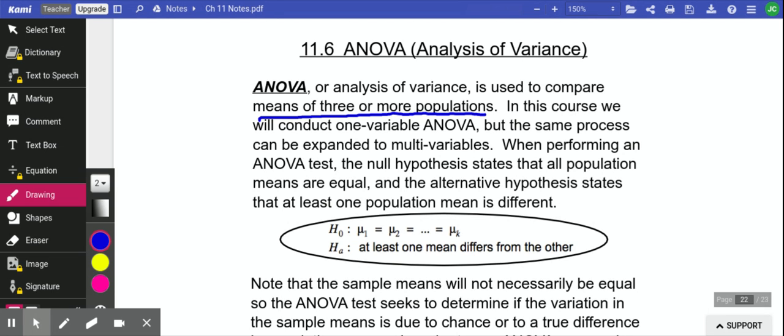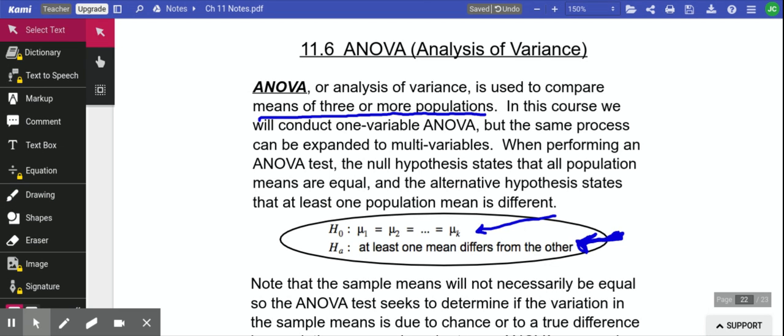So when we perform ANOVA testing, the null hypothesis states that all the means are equal. So mu1 equals mu2 equals mu3, however many you have. And the alternative hypothesis is at least one mean differs from the others. This alternative hypothesis is always stated exactly like this, okay? The only change in the null hypothesis is the number of mu's you have. But the alternative hypothesis is we always say that at least one mean differs from the other.